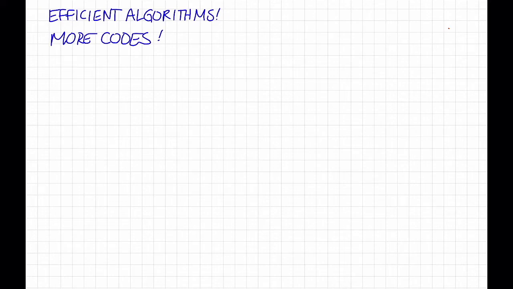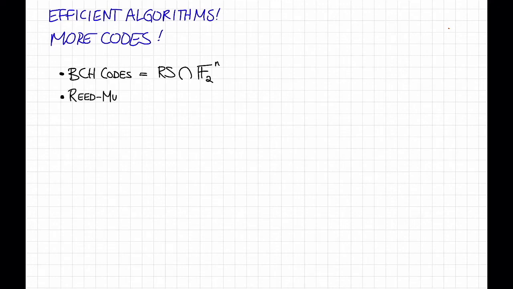For example, we saw BCH codes, which were just what happened when you took a Reed-Solomon code and restricted it to all of the binary code words. We saw Reed-Muller codes, which were sort of the multivariate extension of Reed-Solomon codes.